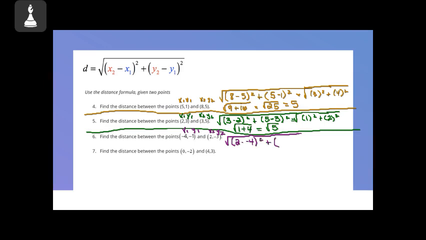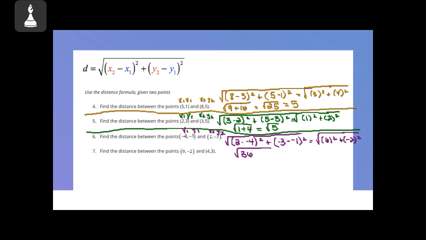Now, when you subtract a negative, that turns into plus. So 2 plus 4 is 6 squared. -3 minus -1 turns into +1. -3 plus 1 is -2, which we will square. Underneath the square root, 6 squared is 36. -2 squared is 4. So 36 plus 4 is 40.